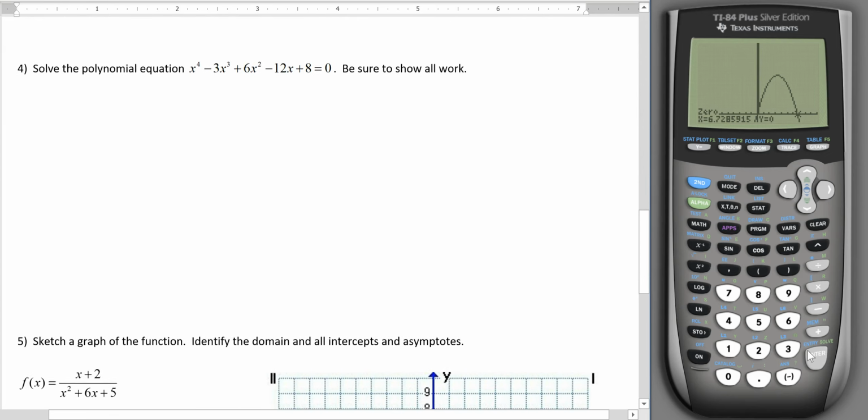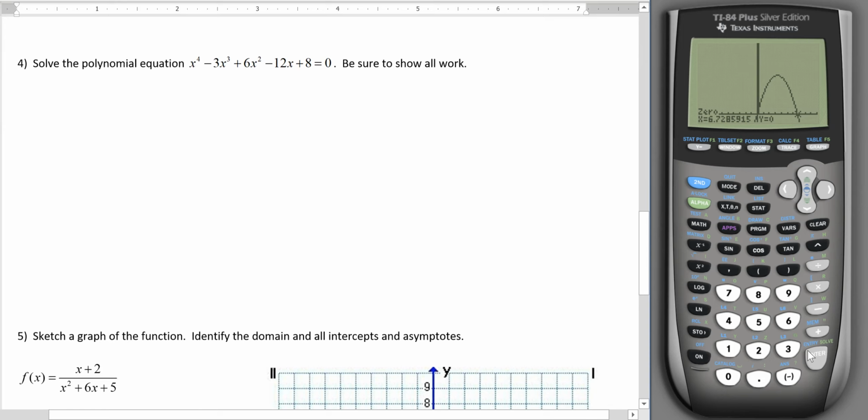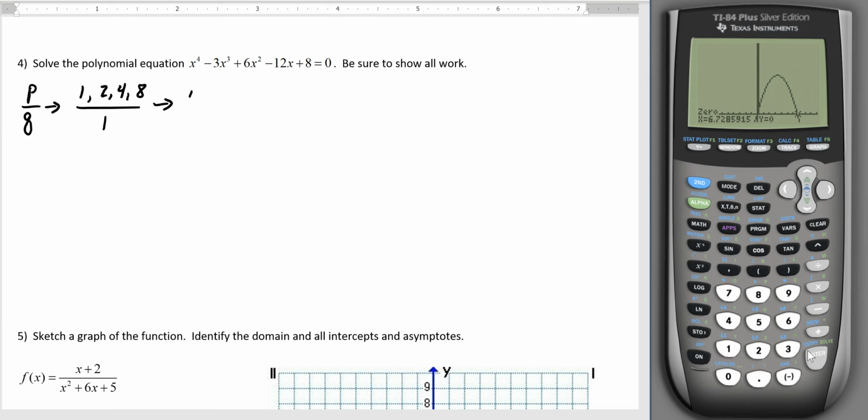Number 4. Solve the polynomial equation. Okay, be sure to show all work. So, whenever we have this, the first thing we have to do is our p's over q's. Remember that p is the factors of our constant, so that'd be 1, 2, 4, and 8. Q is the factors of our leading coefficient, so that's just 1. So my possibilities are plus or minus 1, plus or minus 2, plus or minus 4, and plus or minus 8. Now notice I'm going to have 4 zeros total here.